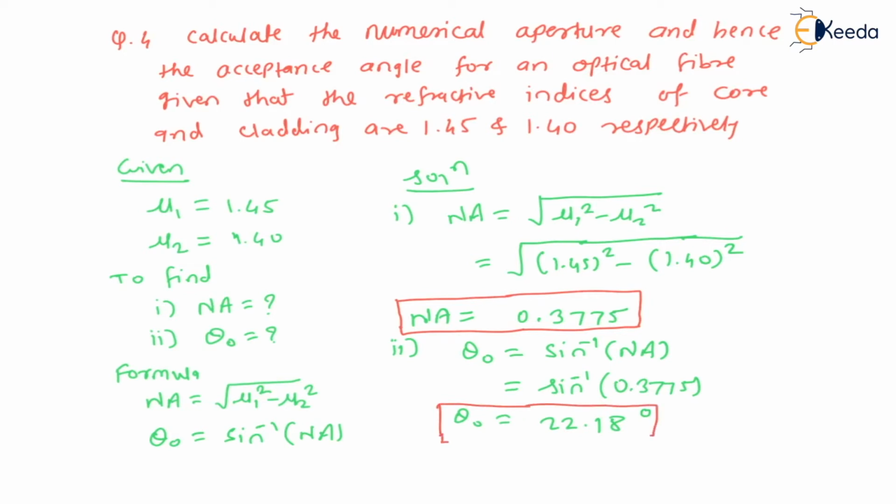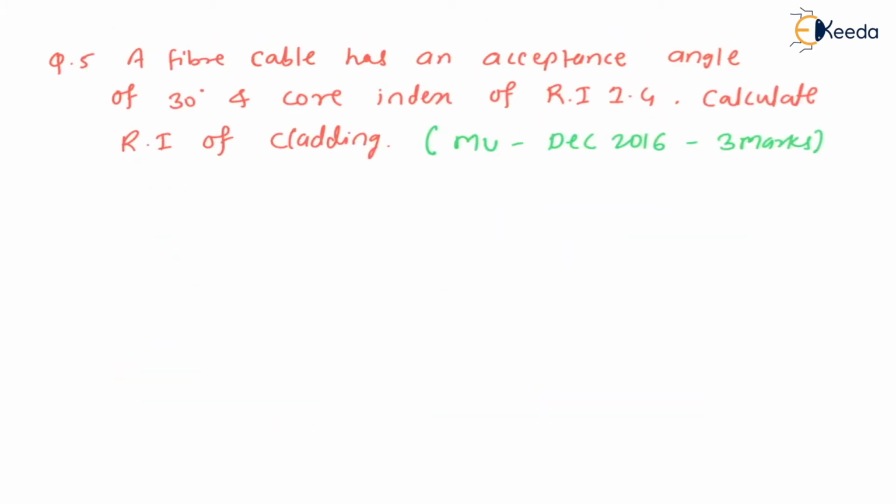So see, in this question it was quite simple because they have clearly mentioned the refractive indices for both core and cladding, and we just have to find out the numerical aperture. And the second one is the acceptance angle. We know the formulas for both of them. We simply substitute the values, and then by doing simple calculation we'll come to the final conclusion. So this one is the fourth one. Now we'll go for the next one.